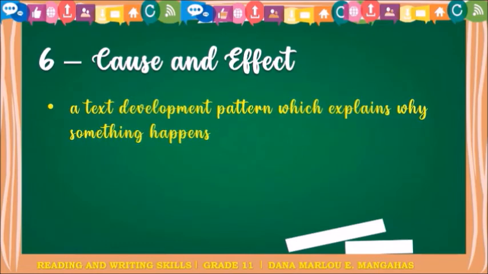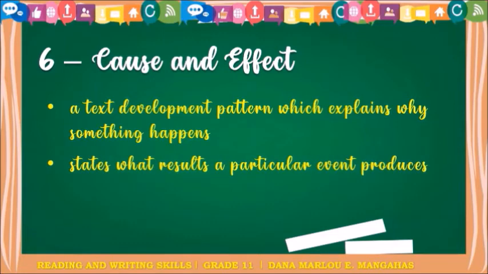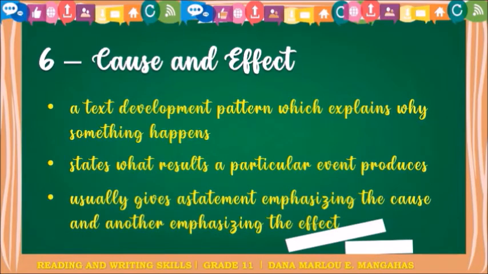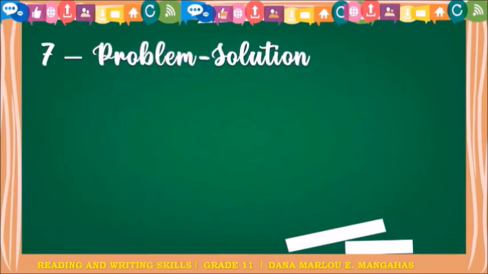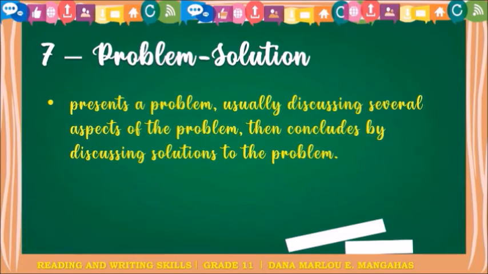Cause and effect. Cause and effect is a text development pattern which explains why something happens. It also states what results a particular event produces. It usually gives a statement emphasizing the cause and another emphasizing the effect. Problem solution essay. It presents a problem, usually discussing several aspects of the problem, then concludes by discussing solutions to the problem.